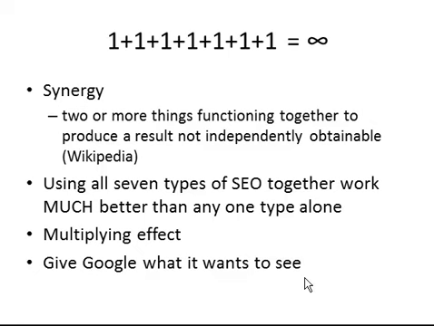1 + 1 + 1 + 1 + 1 + 1 + 1 equals infinity, also known as synergy. The Wikipedia article defines synergy as two or more things functioning together to produce a result not independently obtainable. In other words, two are better than one, or in this case, 7 are better than one.